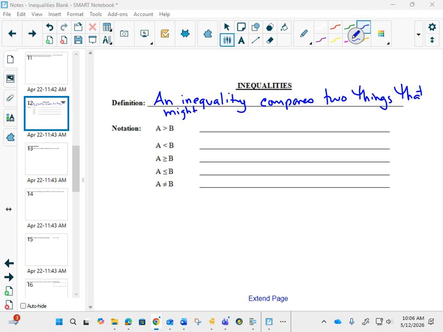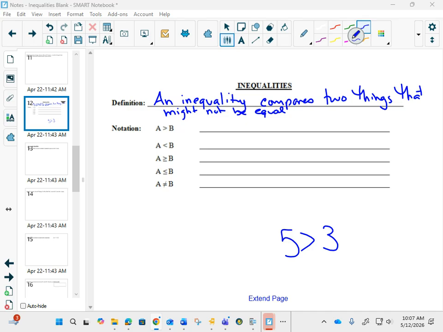Sometimes they're equal. But if I have 5 and I have 3, I can't put an equal sign between them because they are not equal. Instead, I put one of these symbols. And we have to know what each of these symbols mean and how to read them.